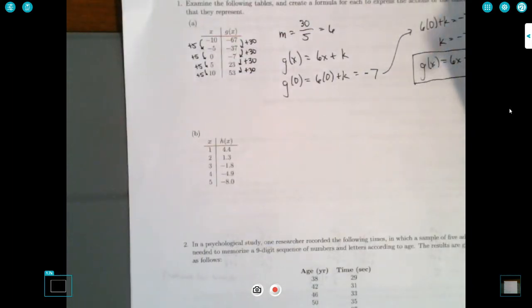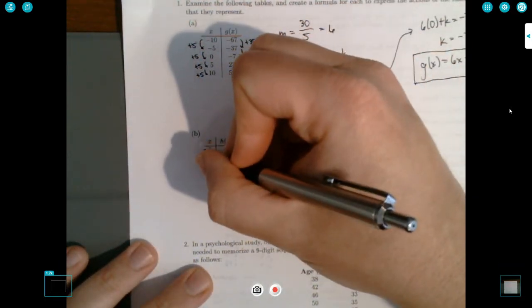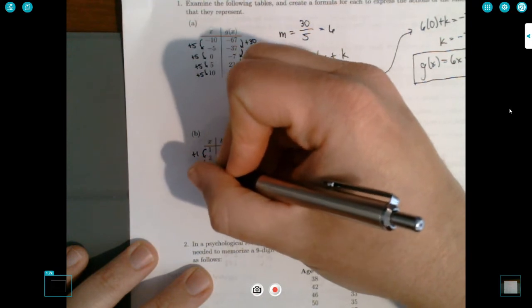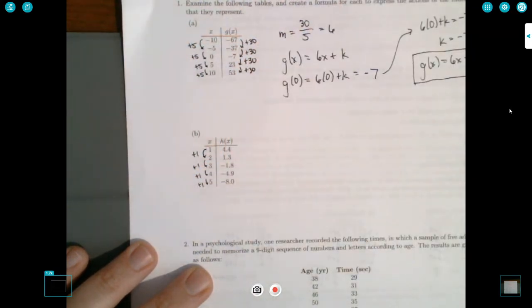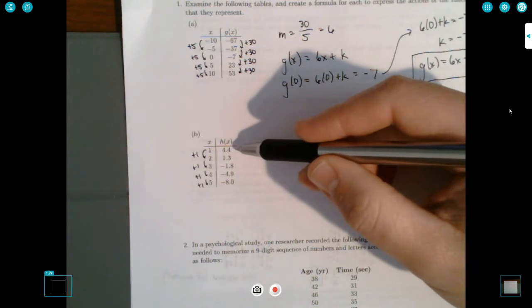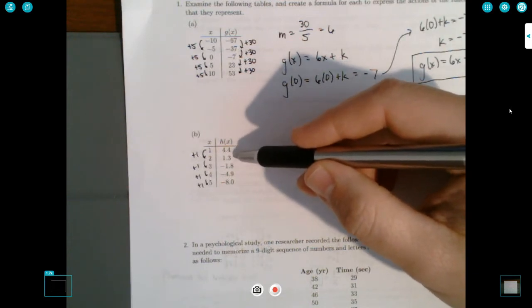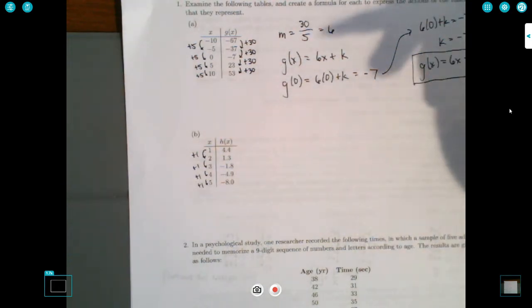Let's do part B. Part B is a little harder, but a little easier in some ways. It's easier because our inputs are increasing by 1, so we're not going to have to divide by anything. Our outputs, though, notice that they're not increasing. We had 4.4 and then 1.3, and then 1.3 and negative 1.8, so it looks like they're decreasing, right?